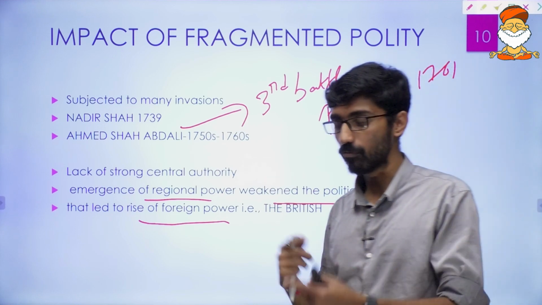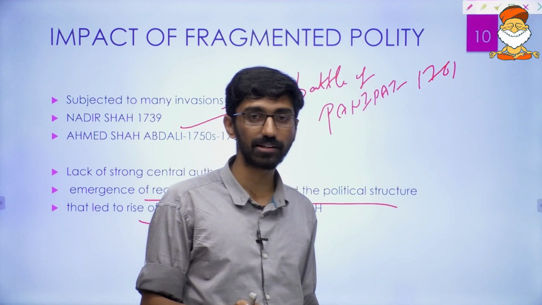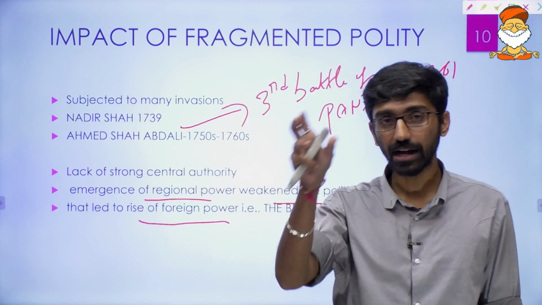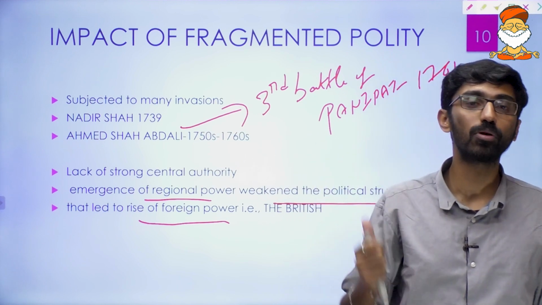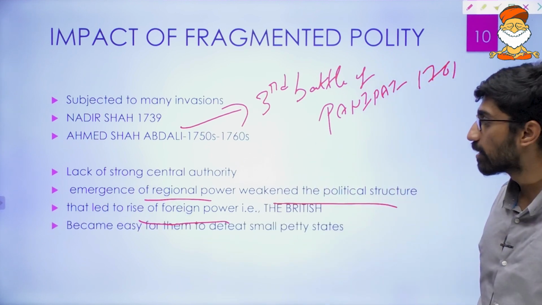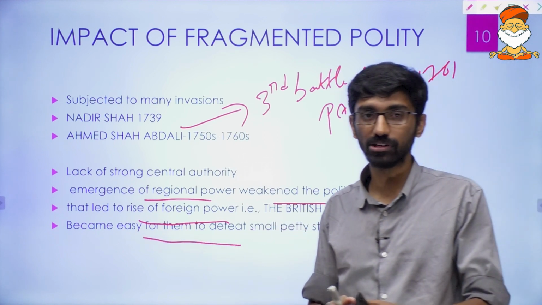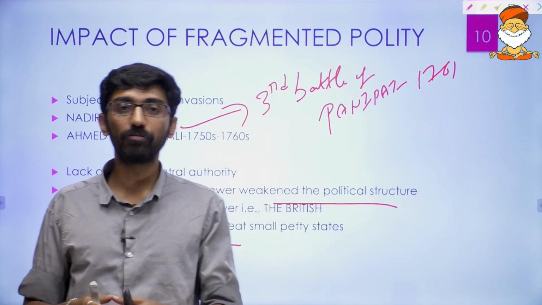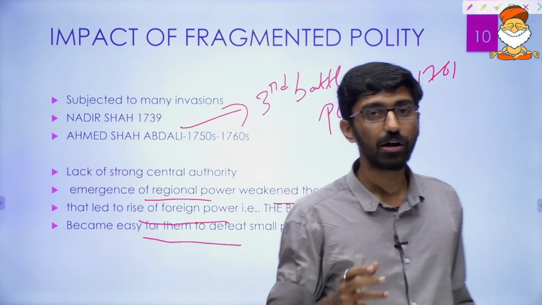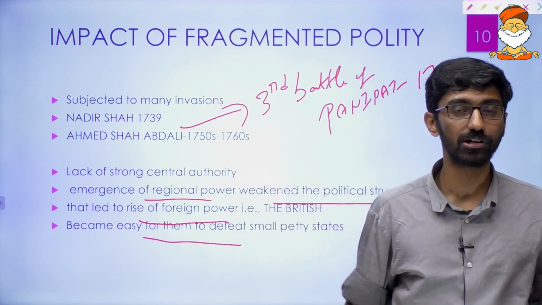Okay, so what are the political circumstances that led the Britishers to dominate the Indian political system? Is it the weakened political structure of the 18th century that led the Britishers to dominate, and ultimately made it easy for them to defeat the small petty states? Just imagine if Britishers had to face the entire unified Mughal army or the entire unified Maratha army, probably we would have had a different history today. Probably we wouldn't have had this conversation today.